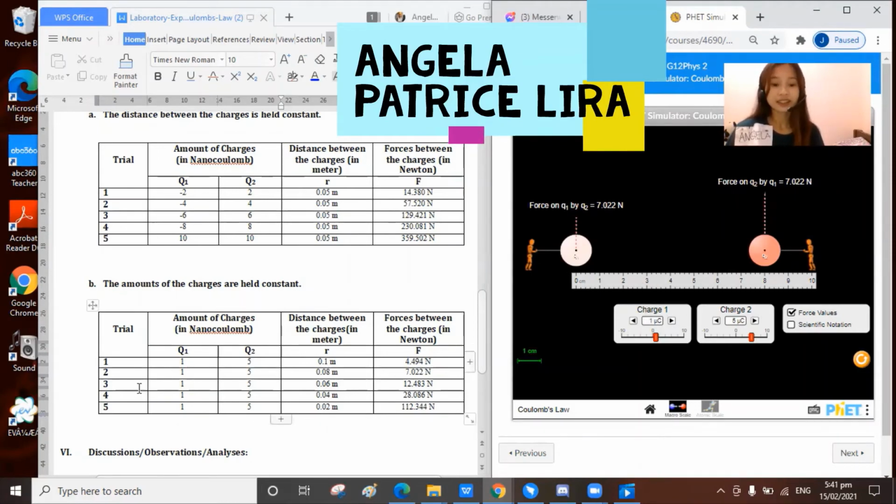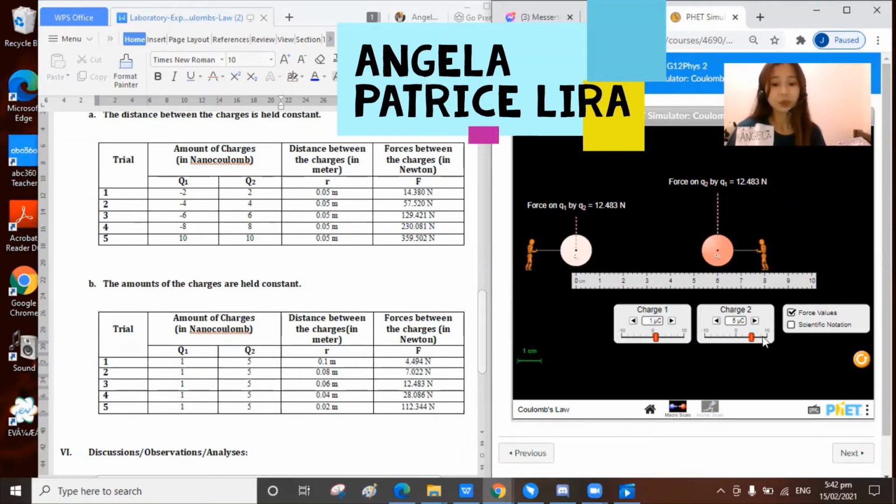For trial 3, we still have the same charges. The distance between the charges is 6 centimeters. Converted into meters, we have 0.06 meter. The force between the charges is 12.483 Newton. For trial 4, we still have the same charges.